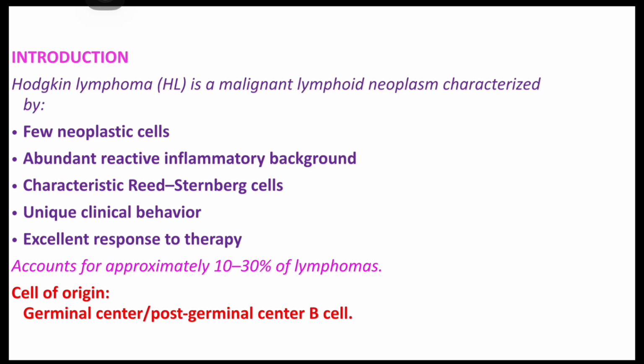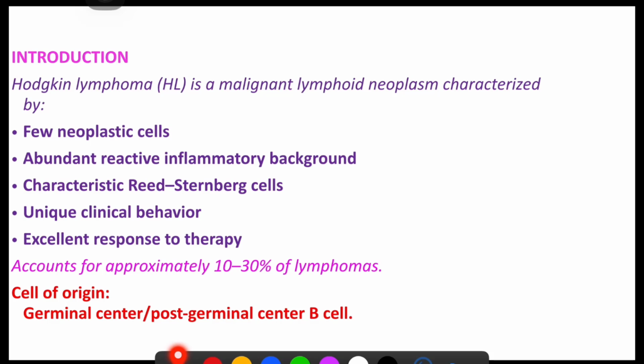Now, first of all, let's discuss Hodgkin's lymphoma in detail. It is a malignant lymphoid neoplasm characterized by few neoplastic cells, abundant reactive inflammatory background, and characteristic RS cells or Reed-Sternberg cells. It has unique clinical behavior, excellent response to therapy, and accounts for 10 to 30% of lymphomas approximately. Now, what are the cells of origin here?